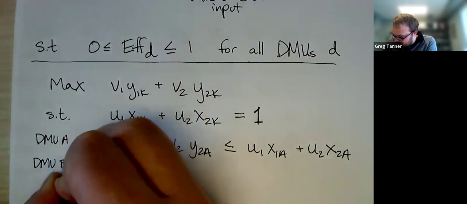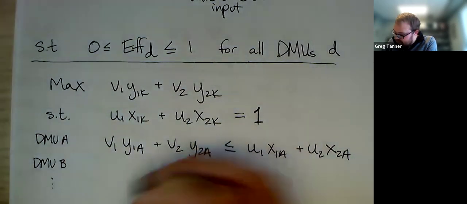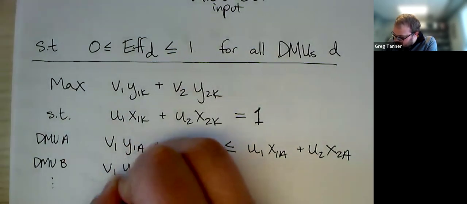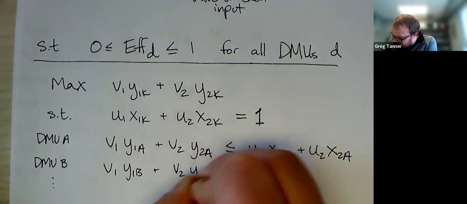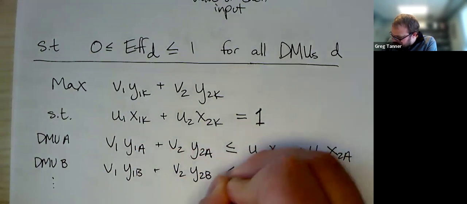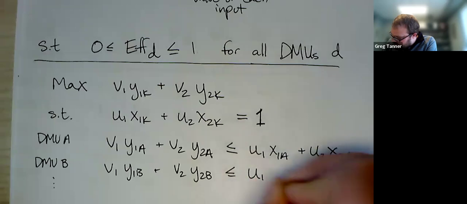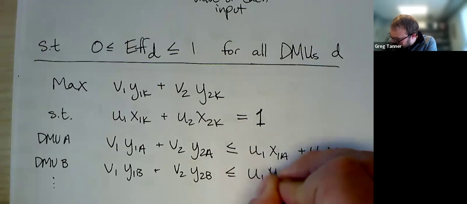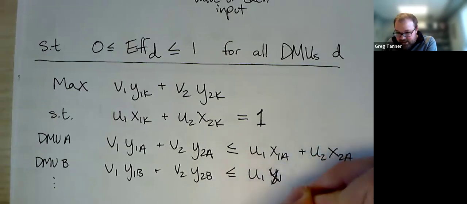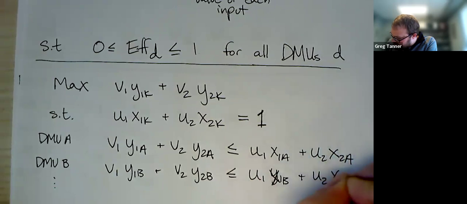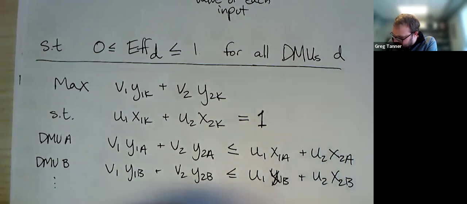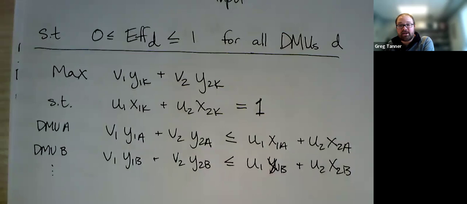I'll write out one more and then put some dots after that. I'll get V1 Y1B plus V2 Y2B is less than or equal to U1 X1B plus U2 X2B. Sorry, I keep writing my X's and Y's and getting them mixed up. Okay, and then we'd repeat it for any other DMUs that we've got.